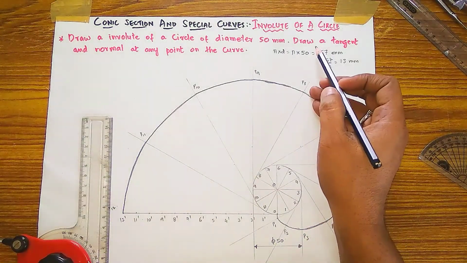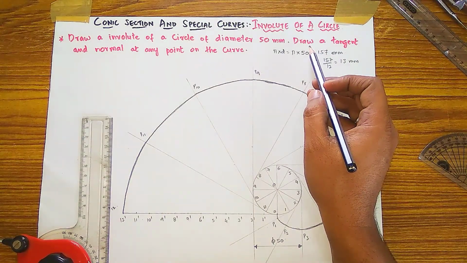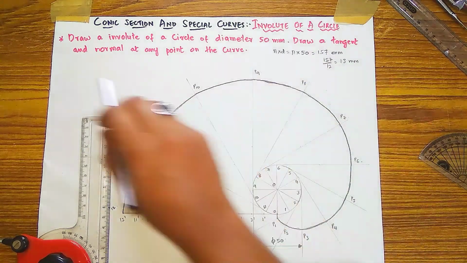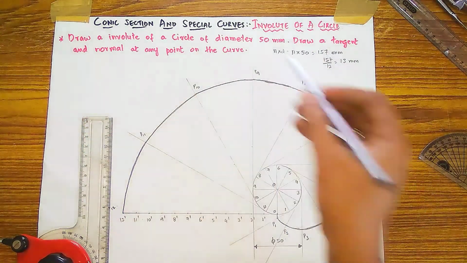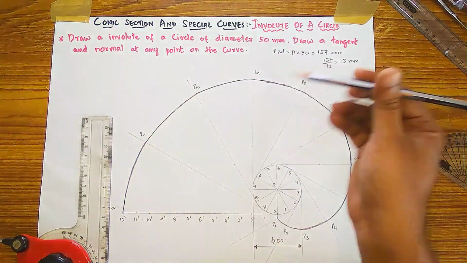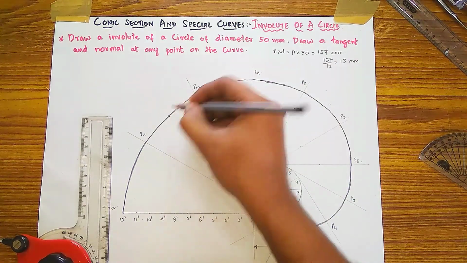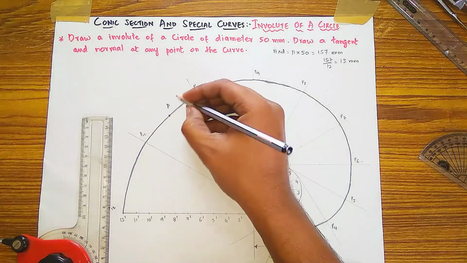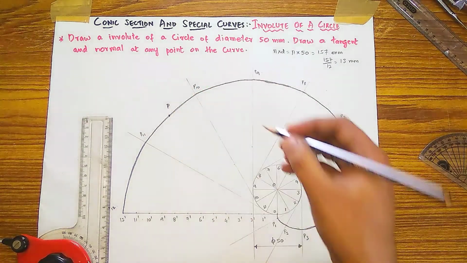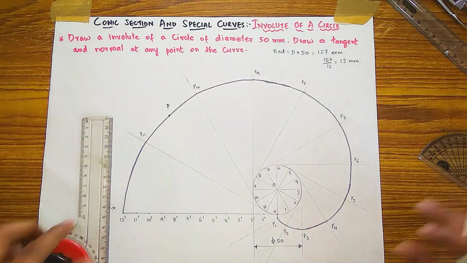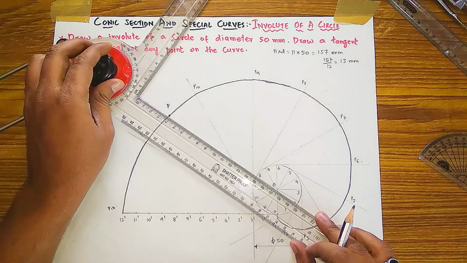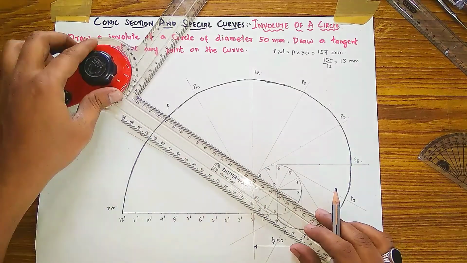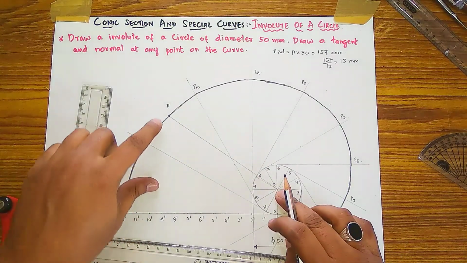And the question also says to draw the tangent and normal. Draw a tangent and normal at any point on the curve. This is the curve of the involute. You have to take a point somewhere, anywhere on this curve. I am taking here. I am labeling this as point P. And from O to P you have to draw a faint line. First to draw the normal.